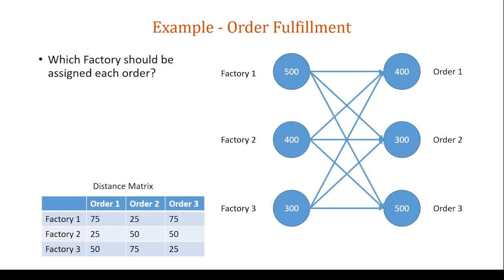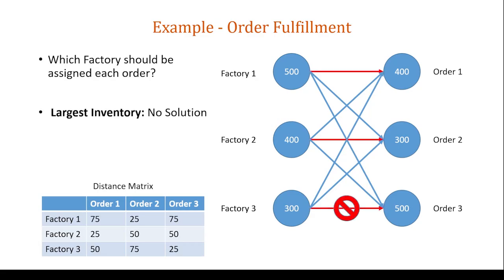In this simple example, you can see the sets of factories and sets of orders have been visually represented by the network on the right. The values on the factory nodes represent the current inventory at each factory, and the values on the order nodes represent the quantity of each order. The weights of each link are contained in the distance matrix you see in the bottom left. When applying one of the rules from the previous slides, we will work sequentially starting with order 1, then order 2, and then order 3.